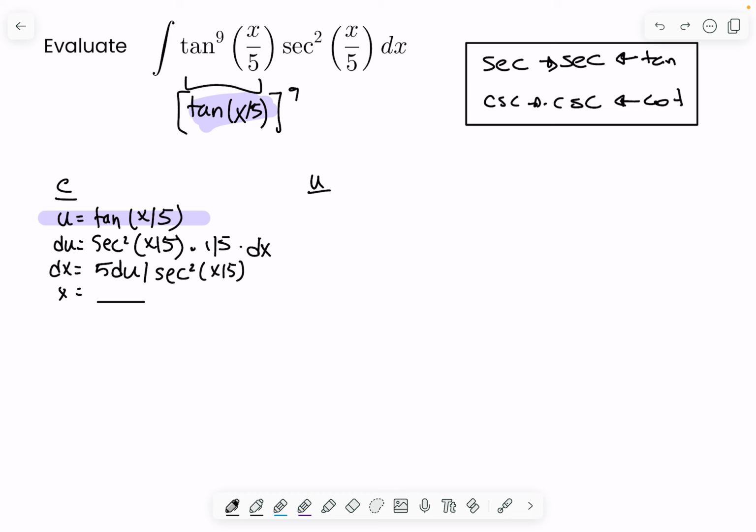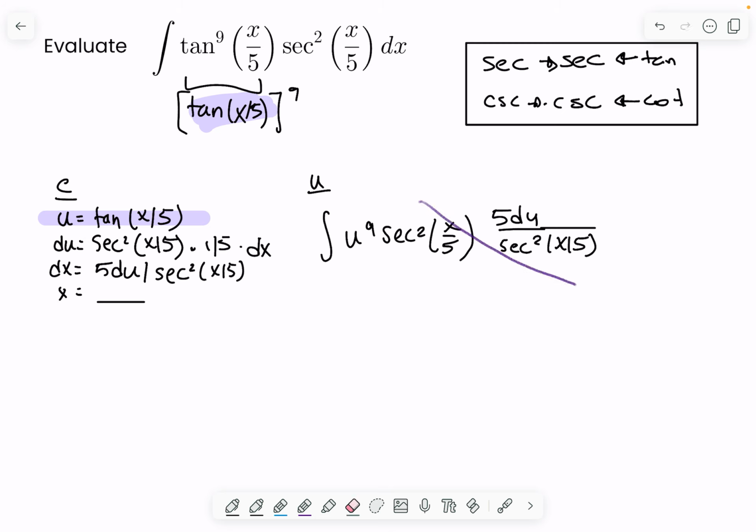Okay? So then u is, put everything in terms of u. That doesn't include the bounds because there are no bounds. So we're good there. And so this, I made my u. So u to the 9th, and then secant squared x over 5. I know this isn't in terms of u, but remember the whole pattern is that whatever is your dx, which is 5 du, secant squared x over 5 is going to contain something that's going to cancel out with this. So in this case, these cancel out. Isn't that beautiful?